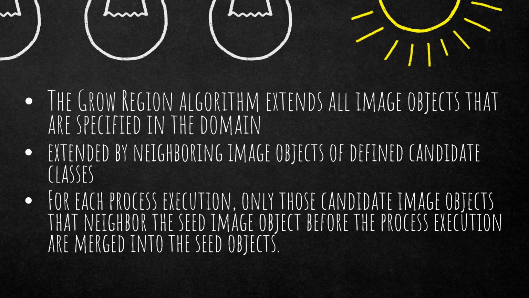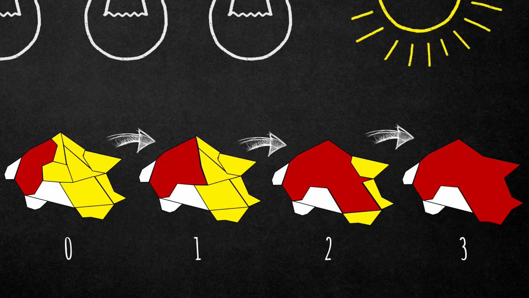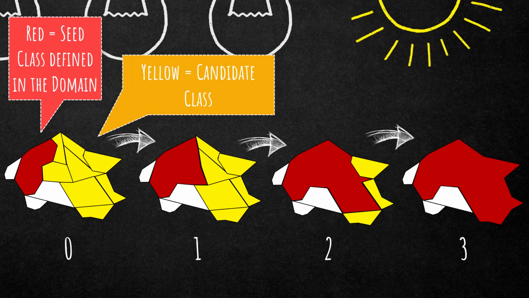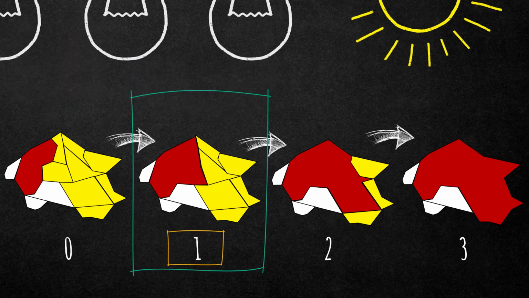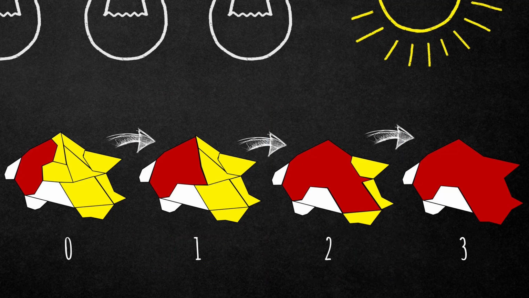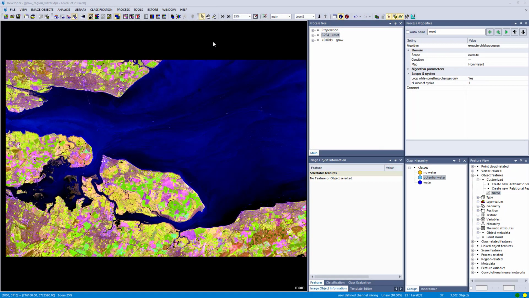Let's have a look at the next slide where I try to put these sentences into graphics. Let's assume here that red is our seed class. We start at the left-hand side with zero executions of this grow region algorithm. And we want to grow into the yellow class, so the yellow image objects. Red is our seed class, which we define in the domain, and yellow is our candidate class that we define in the parameters of this algorithm. After executing it once, the seed object grows into these candidate objects. Two times it grows again, and three times all yellow image objects that were defined as candidate image objects are now classified as seed. And you also see that it merges these image objects together. This approach is also called seed grow strategy, where you grow from a seed into a candidate class that you define. And here's the first use case.